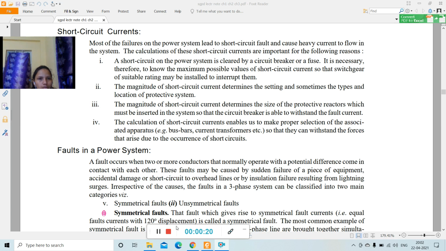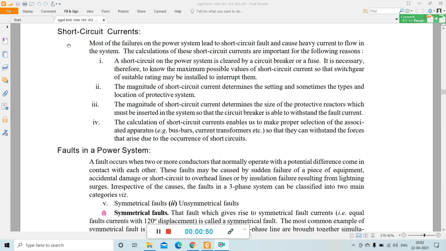What is the need of calculation of short circuit current? Then what are the basic faults which occur in power system? Different types of faults and commonly occurring fault in our power system. After we discuss all these things, we will be able to know about the need of calculation of short circuit current and different types of faults which occur in power system. So let's start with the short circuit current.